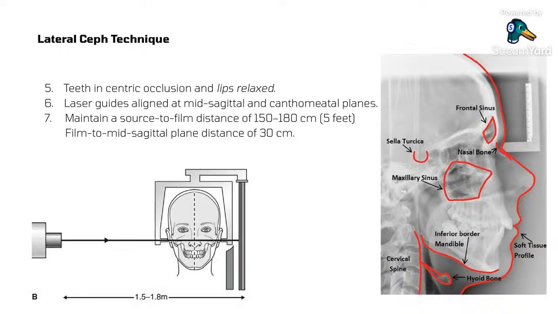Okay, so if you as a dentist have made a diagnosis that this patient needs a lateral Ceph, please do write on your prescription pad to take the image in relaxed lips position. Okay, you need to pass this instruction so that the patient is not unnecessarily exposed to radiation again and again. Okay, like I said, the laser guides align the mid-sagittal and canthomeatal planes. You must maintain the source to film distance of 150 to 180 centimeters, which is 5 feet, and film to mid-sagittal plane distance of 30 centimeters.